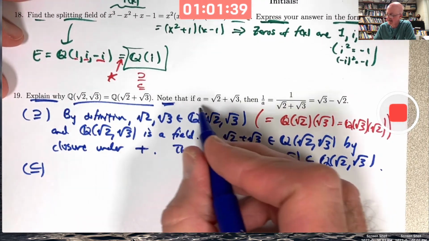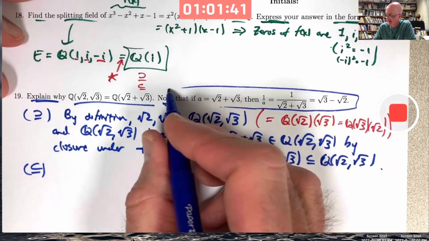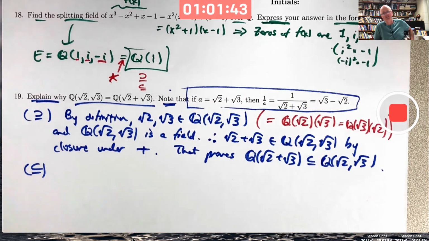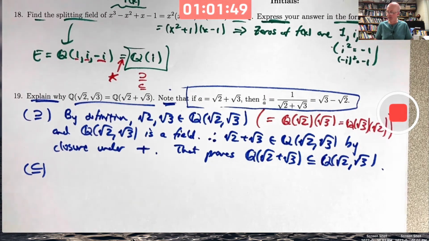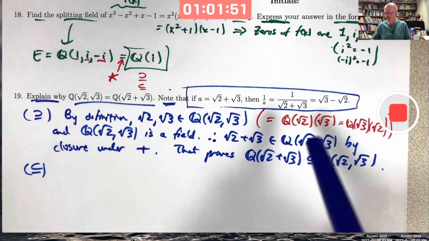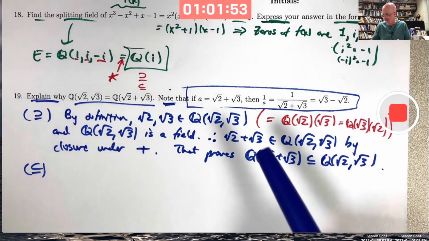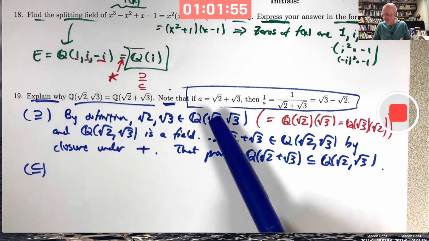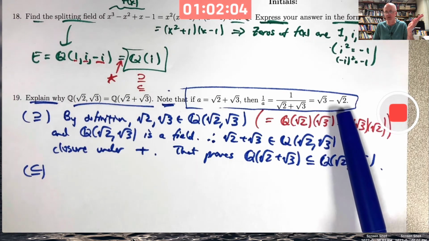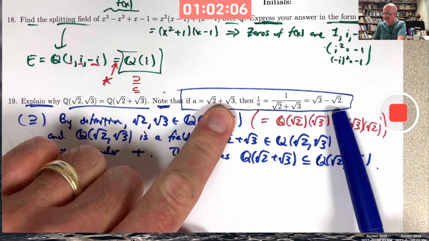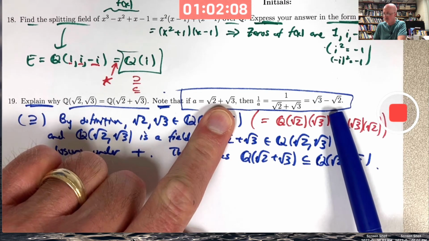The note, the hint, is really a hint that's supposed to help you figure out how to prove that square root of 2 and square root of 3 individually are in here. How so? Well, maybe first you should verify that this hint is really true. If a is square root of 2 plus square root of 3, is its multiplicative inverse, 1 over a, the negative 1 power, really equal to square root of 3 minus square root of 2? Well, you could just multiply these things and see that you get 1.